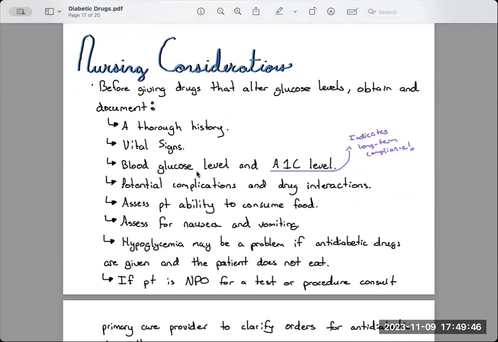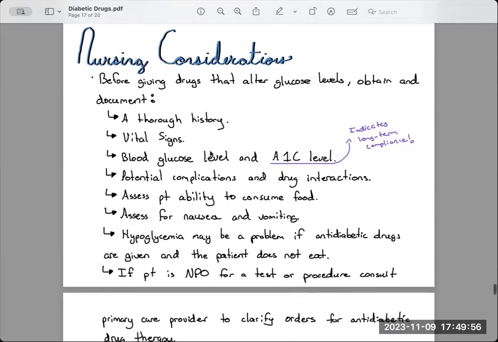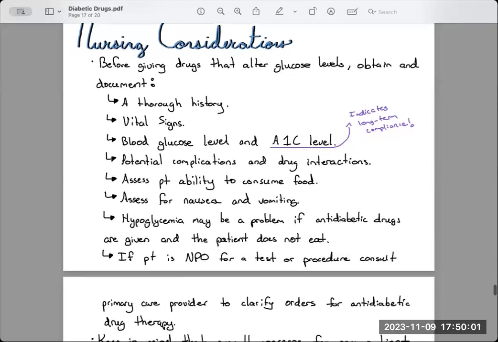Now, this is just a summary of all the important points. And this is, I think, one of the most important parts, because this is your nursing considerations or your nursing teaching. Before giving drugs that alter sugar levels, these are the things you want to do. A thorough history, right? Are they an asthmatic? Are they taking steroids? Are they taking beta blockers? Is that going to affect their body's ability to manage or see their signs and symptoms of hypoglycemia? Are their sugar levels going to be elevated because they're taking steroids? All of these things, especially if they're taking insulin.